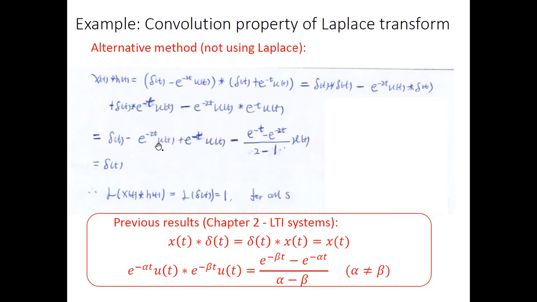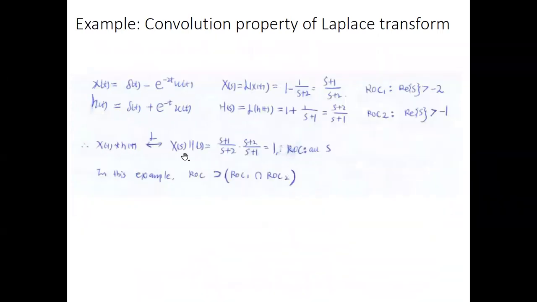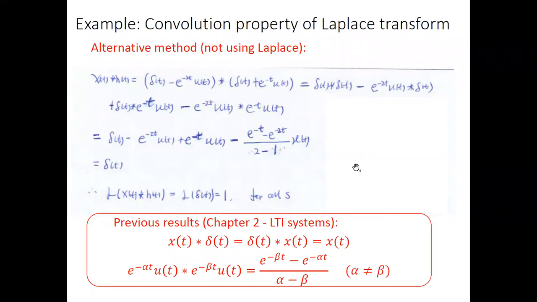What we can find is that the second, third term, and the last result exactly cancel. So they are all canceled out. What is left is delta t. As I said, the convolution of x(t) and h(t) amazingly becomes delta t, a very simple signal. And we know that the Laplace transform of delta t is 1 for all the s. This is the result. We can compare this result with the result in the last page. The Laplace transform of x convolved with h is 1 with ROC all the s. With two different methods, we obtain the same results. So we're doing the right thing.